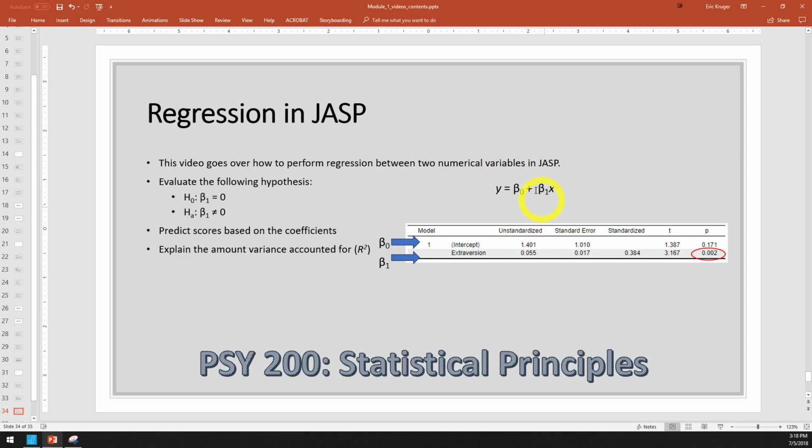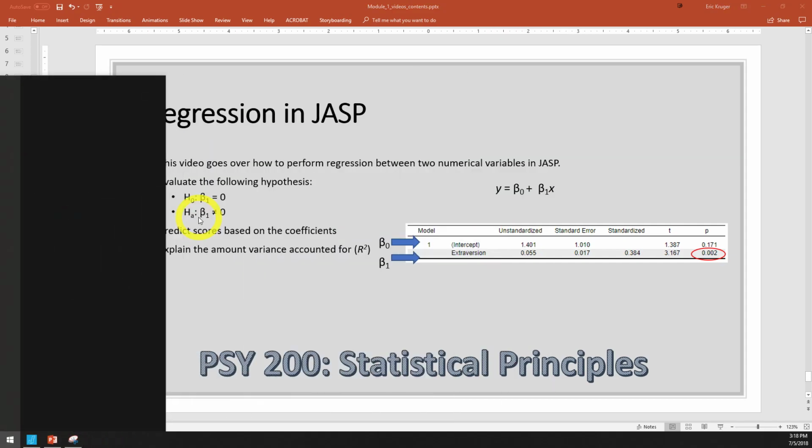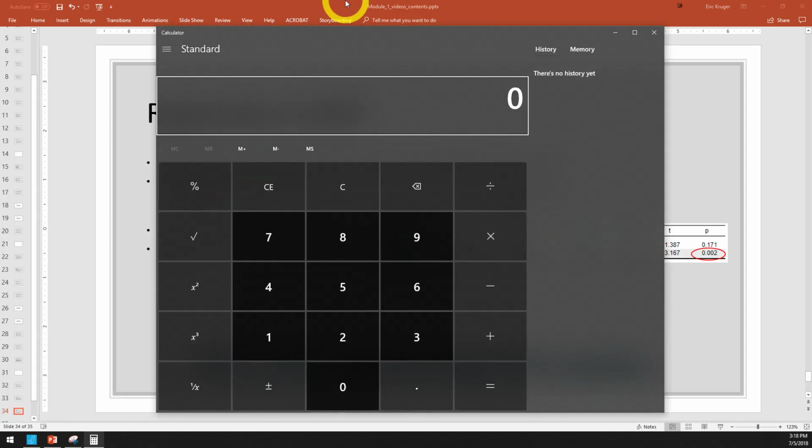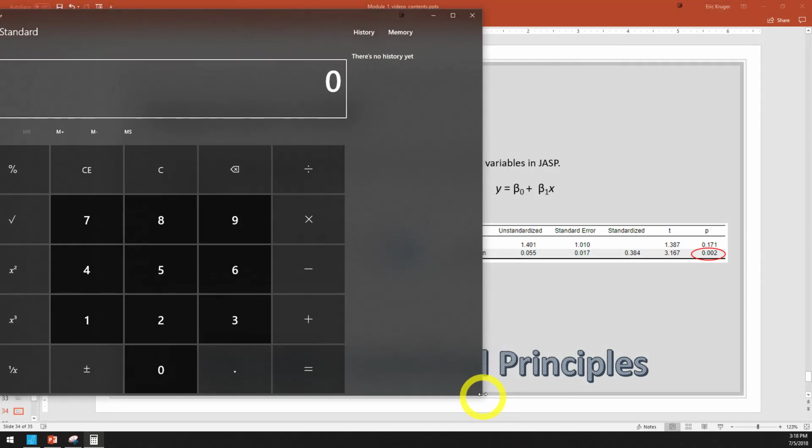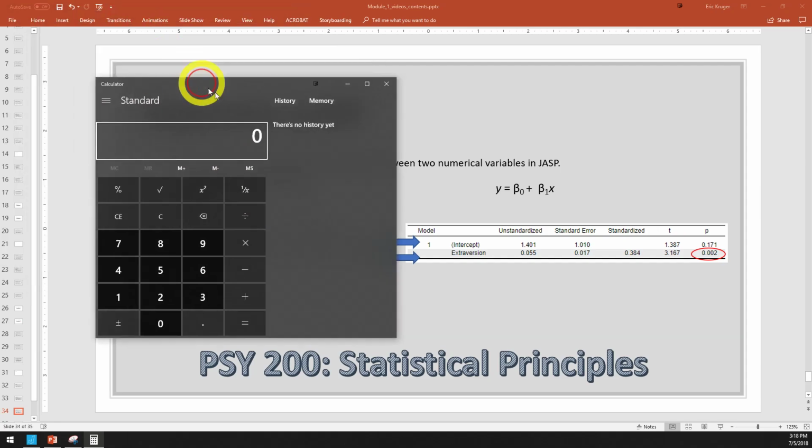We can also use this formula here to predict the number of basketball games attended based on a hypothesized score of extroversion. So let's take a look at what that looks like. I'm going to just use the calculator. It's kind of big, so it's blocking a little bit of the screen. There we go. Get that a little bit smaller.